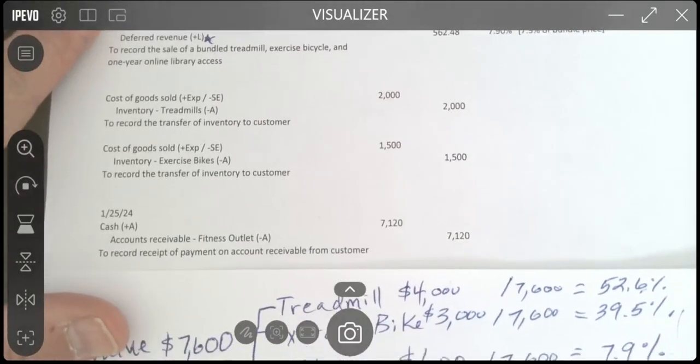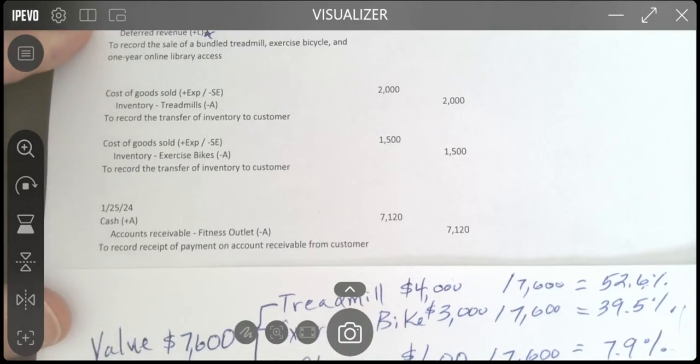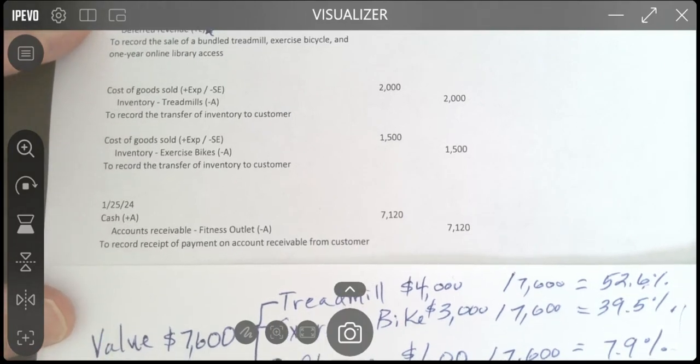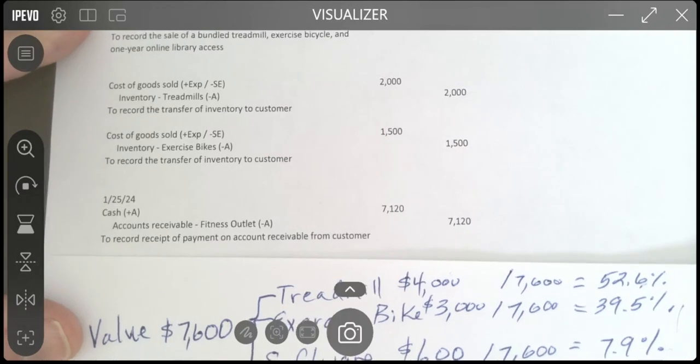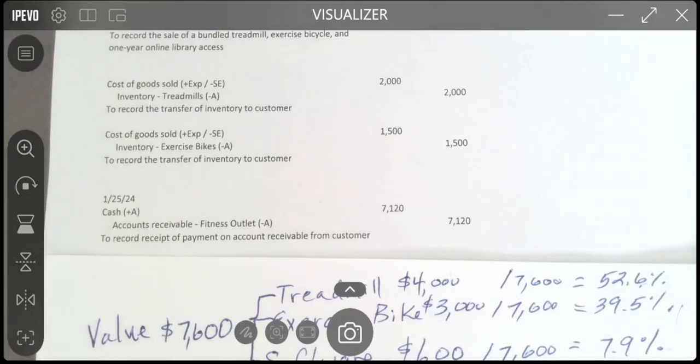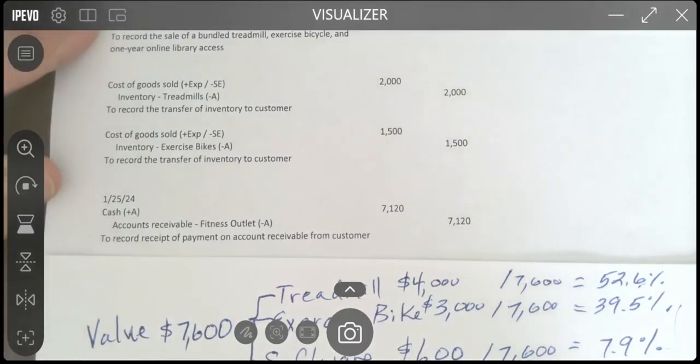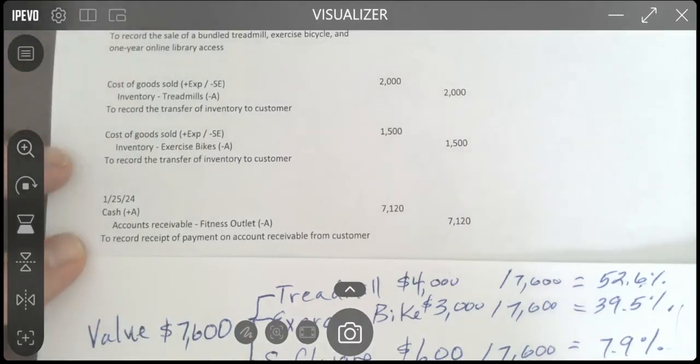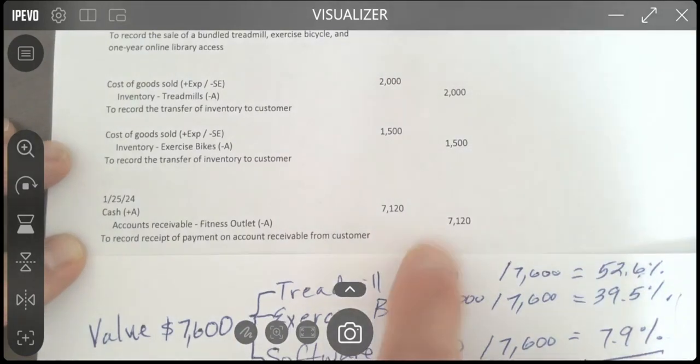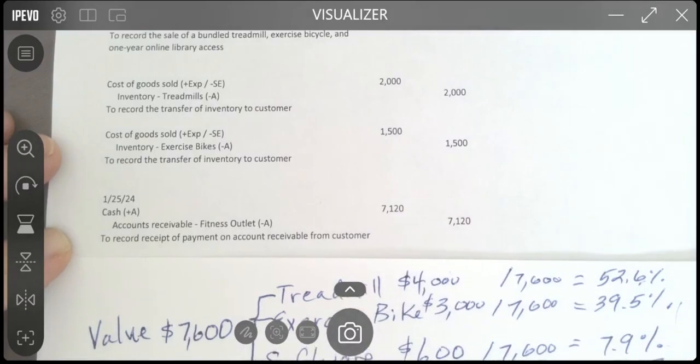On 1/25, the customer pays the $7,120 on January 25. I apologize. I think in the facts I said that the customer paid cash. So I apologize for that. If cash was received up on 1/2, you wouldn't have this. But let's go ahead and go with it. That the sale was made on account, and now the customer pays on the account.